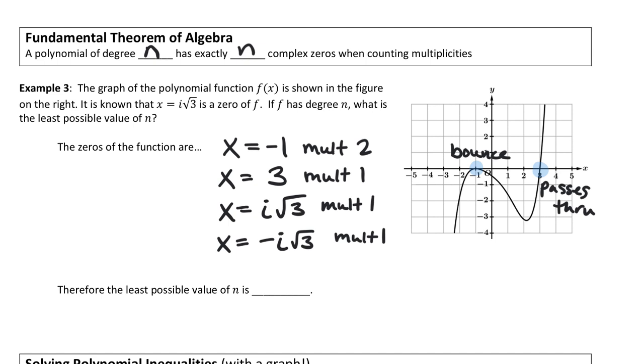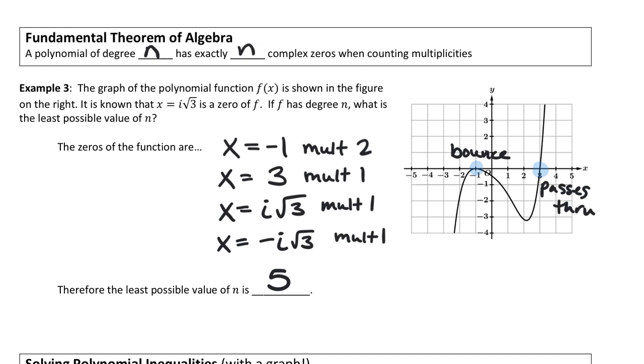So if we have all of these, we have all the multiplicities listed. What is the least possible value for the degree of this function? I think I heard somebody say it. It's 5. Where'd the 5 come from? Adding up all the multiplicities. There are 4 distinct complex zeros, 2 real, 2 imaginary, but one of the real ones repeats. So that's 5 zeros. So the least possible degree of this function is 5.